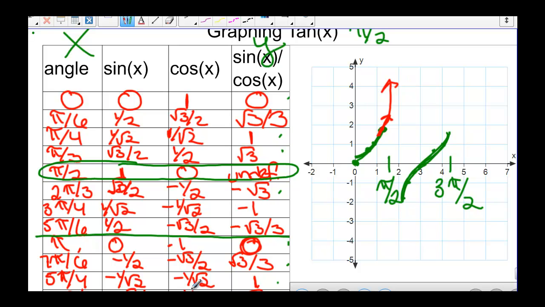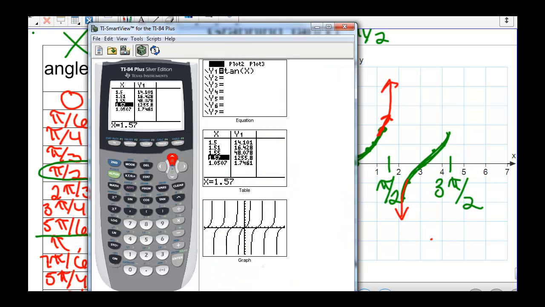And what happens when we come back the other way? What happens when we get close to pi over 2 coming from the right? So things that are slightly bigger. So let's look at 1.6. We have negative 34.2. If we look at 1.59, we have negative 52. If we look at 1.58, we get negative 108.6.